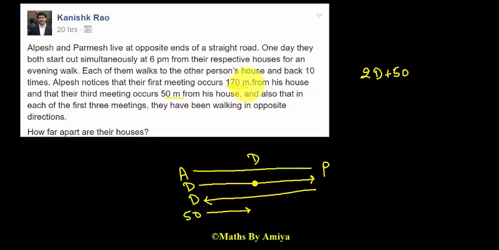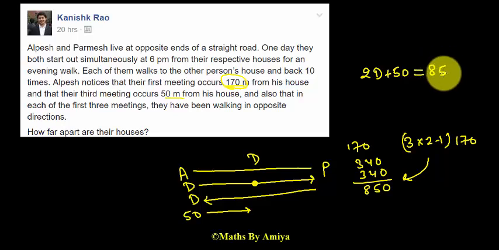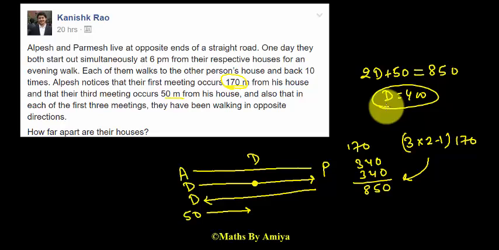And we know in the first meeting Alpesh travels 170 meter, and we need to work on the third meeting. So it is 170, 340, 340, total is 850. Or in the third meeting, 3 into 2 minus 1 into first meeting distance is 850. So by the diagram it is 2D plus 50. By the formula it is 850. Both are equal. So our distance becomes 400, and this is our required answer.